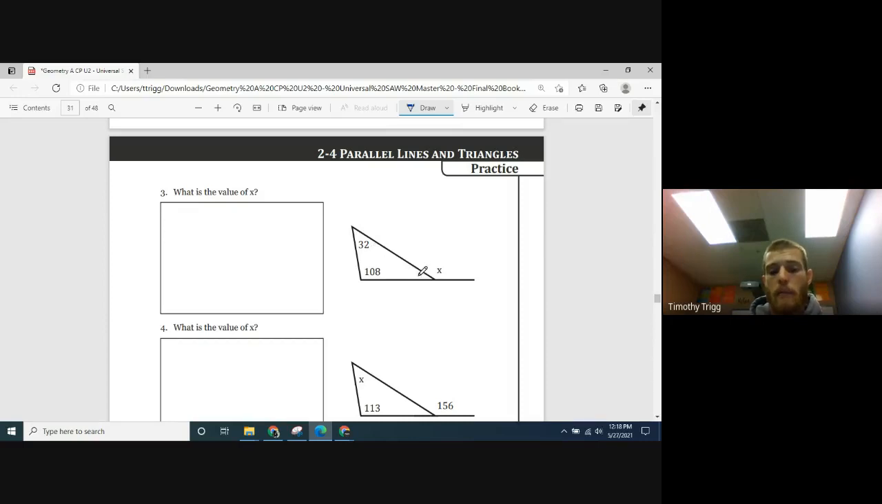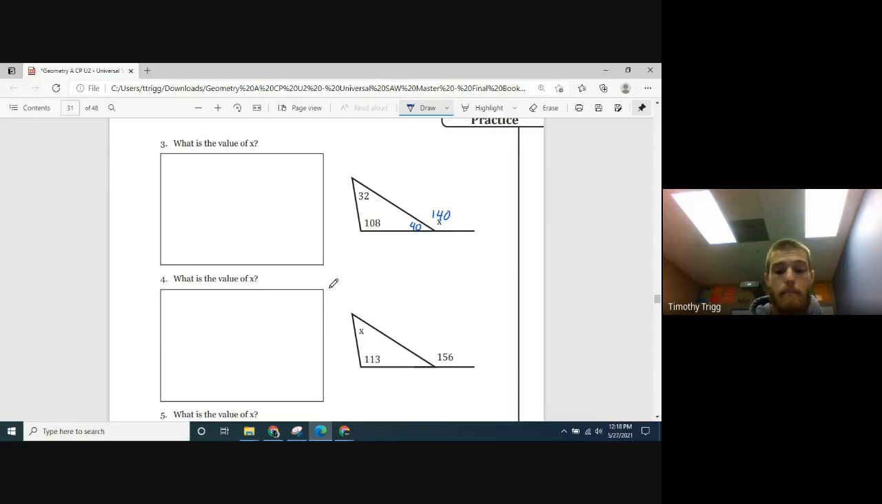So what would this one have to be? Well, this one would have to be 40. How do I know? Because the three angles on the inside of the triangle have to add up to 180. Well, now these two, 40 and the x, form a linear pair. So that means that this one must be 140. And you're done. Okay. Show some of that work here, and that's it.